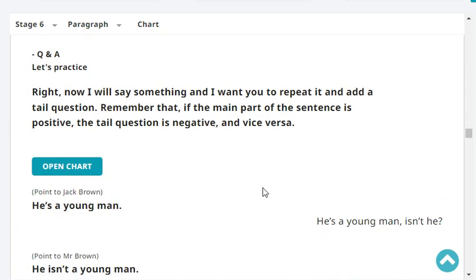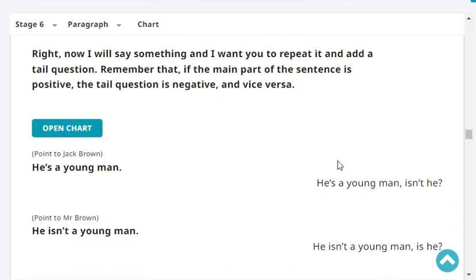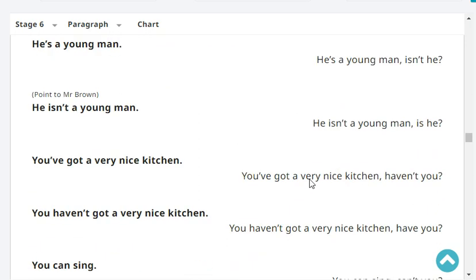Okay, now I will say something and I want you to repeat it and add a tail question. Remember that if the main part of the sentence is positive, the tail question is negative and vice versa. Okay, number one, he's a young man.